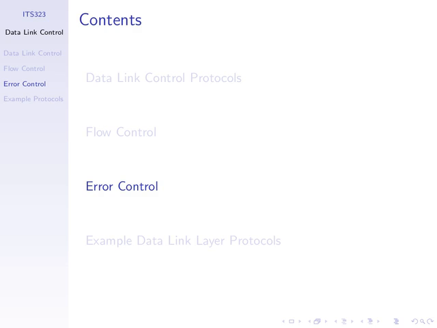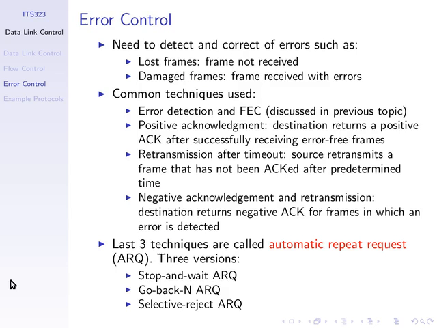So we've covered flow control, which is about not overflowing the receiver. Error control is about if we lose data or we have errors in our data, how to fix that. So in real life, things are not perfect. When we send data, there may be errors in the link. So we need to be able to detect those errors and correct them if possible, fix them.